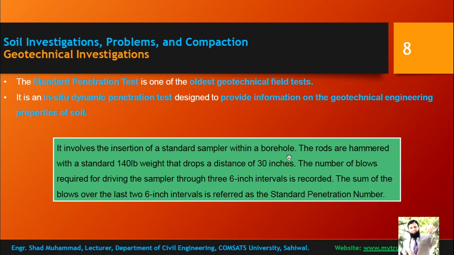distance of 30 inches. The number of blows required to drive the sampler through each 6 inch interval is recorded, and the sum of blows over the last two 6-inch intervals is referred to as the standard penetration number. So this is the process through which the standard penetration test is conducted.